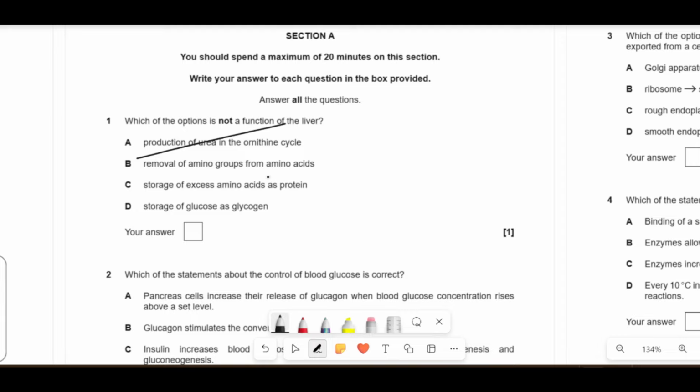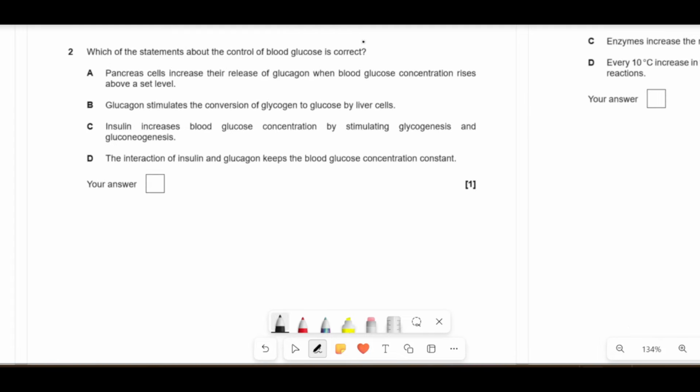So then it says removal of amino groups from amino acids. Well, deamination is what that is, and that does happen in the liver. Next, storage of excess amino acids and proteins. No, it does not. So that one's it. And glucose as glycogen is stored in the liver, so it is that. So C is correct.